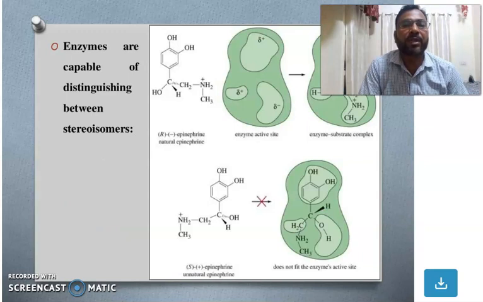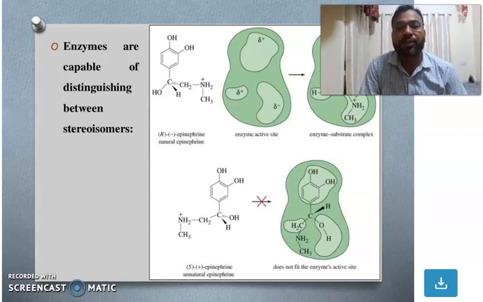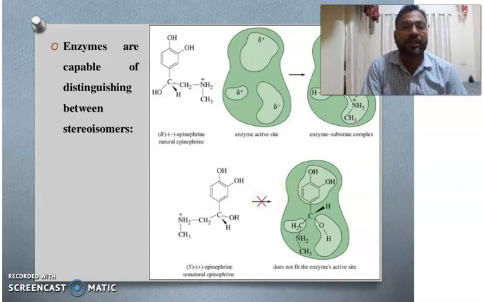Now, enzymes are capable of distinguishing between stereoisomers. Look at this example. A particular enzyme fits with particular compounds of particular stereochemistry. So this compound will fit with this enzyme, but this compound is not fitting with this enzyme. That's why we say an enzyme is specific in nature.